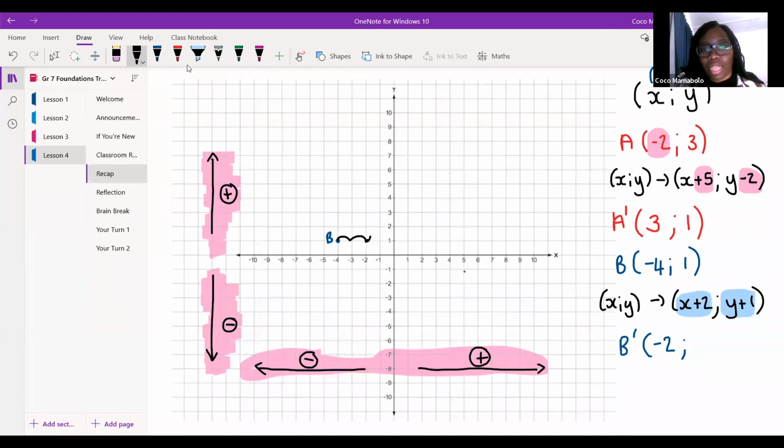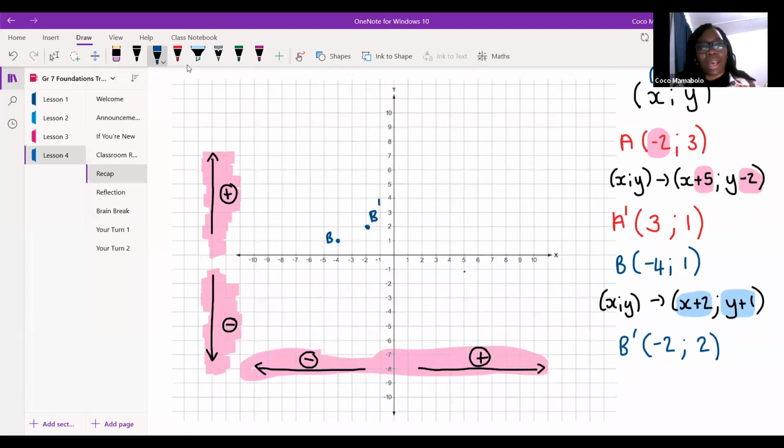1. There we go. What is my new y coordinate? Well done, Sam. Excellent. My new y coordinate is 2. And there, you guys found B prime for me. So my new coordinate for B prime is at -2 and 2.